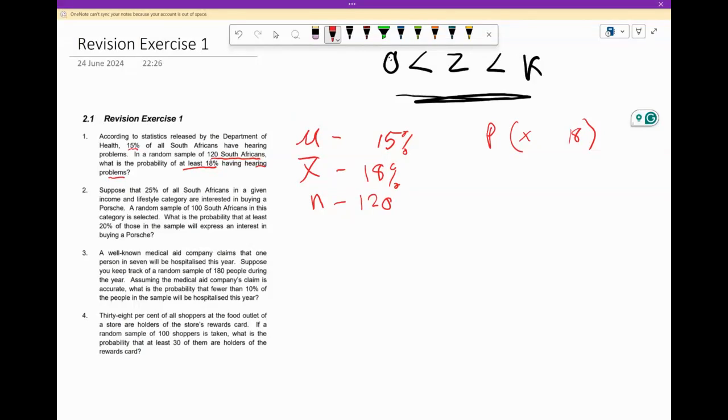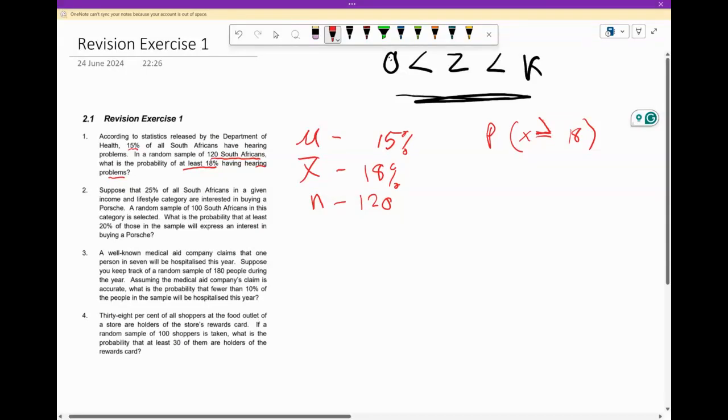Oh, guys, talk to me. What is the probability that they're looking for? They said at least 18%. So what type of inequality sign are we going to have there? This is going to be an equal. Huh? Is it not greater than? It's going to be greater than, because 18 is greater than 15. It's going to be either equal to or greater than.